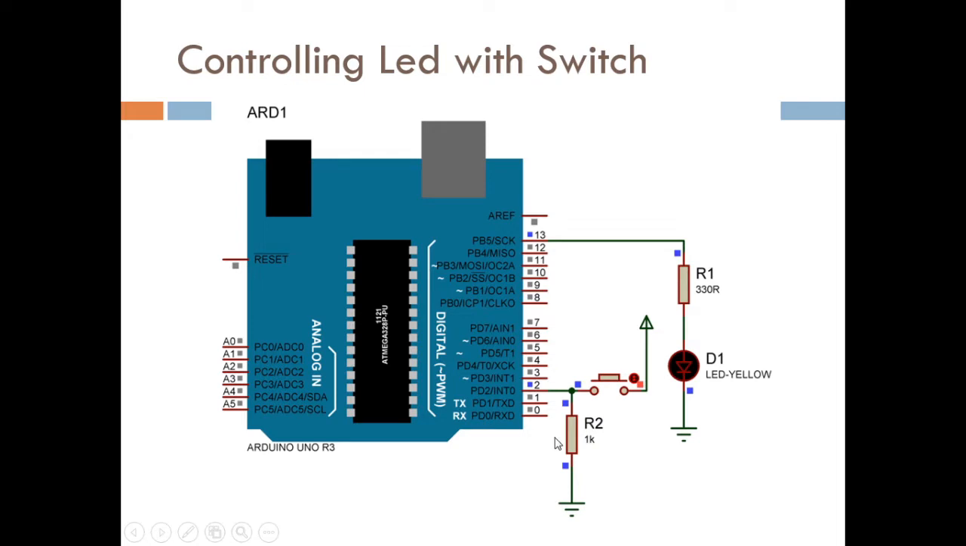Pull down resistor. That means it is pulling down the data present in this pin number 2 to ground. It is pulling down the data present in this pin number 2 to ground. So whenever the switch is off or it is released, pin number 2 will be connected to ground through this resistor. So this is how we are solving the problem of that floating state or high impedance state. That is the purpose of using this pull down resistor.